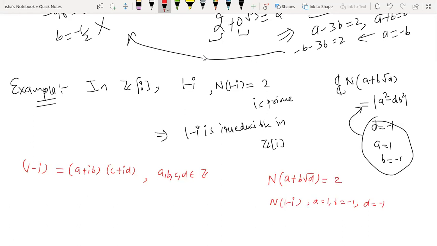So the result says if the norm of x turns out to be prime, then the element is irreducible. That is a very helpful result which we can employ, but its converse is not true. That means suppose N(x) turns out to be not prime, that is composite, even then the number can be irreducible. So use it carefully, it's just a one-sided result. Similarly, we can have plenty more examples given any random ring and any random element. You are supposed to know its irreducibility, so you know the definition and you can try finding it.